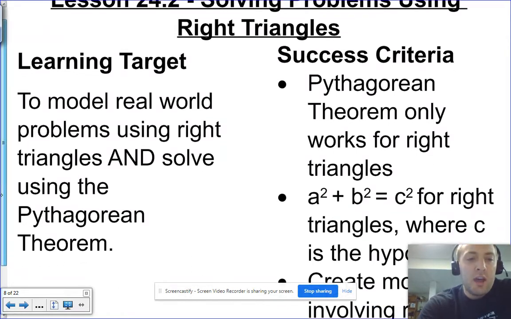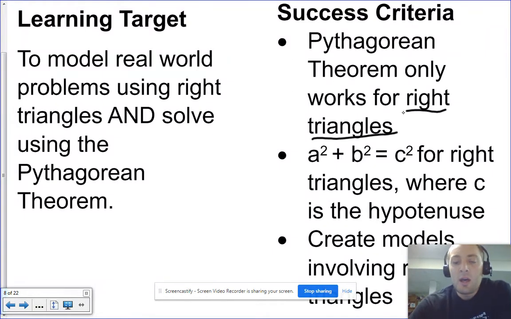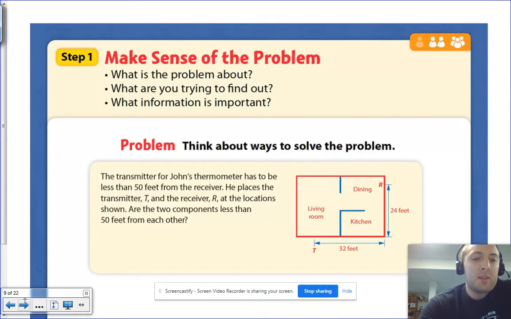A couple of things that you have to know in order to be successful today is that the Pythagorean theorem only works for right triangles. But guess what? There's right triangles everywhere in the world, or you can make them out of things in the world. A squared plus b squared equals c squared is the Pythagorean theorem, but know that c is the hypotenuse, that's the longest side. And the third thing is we're going to need to be able to create models that involve right triangles. So let's get into it right away. These notes are on page 212 in your notes book. That's where they start, 212 to 213, I believe it is.